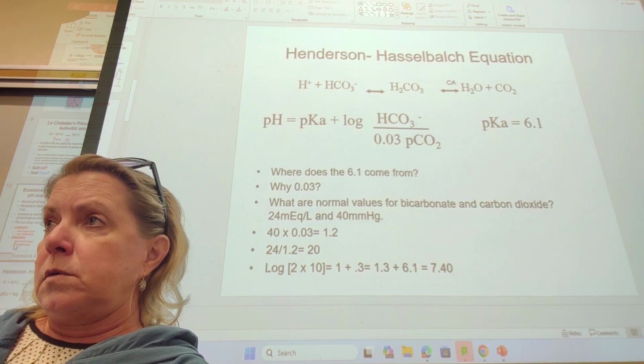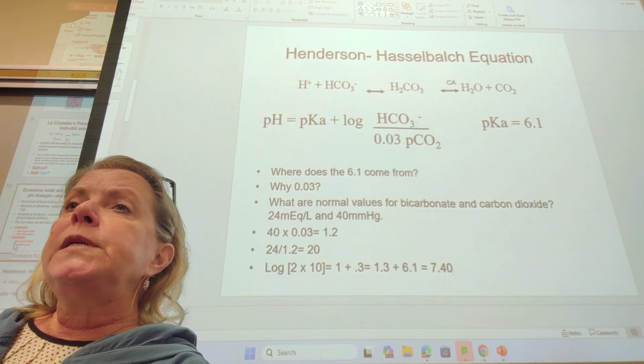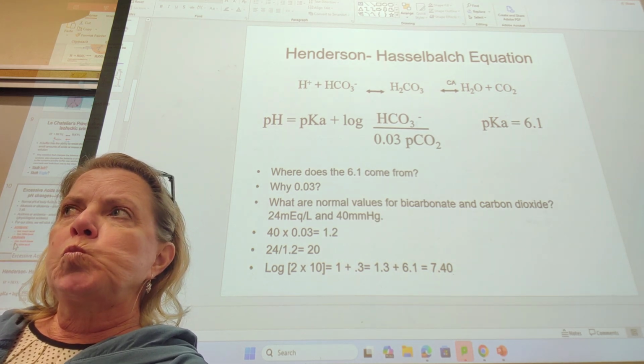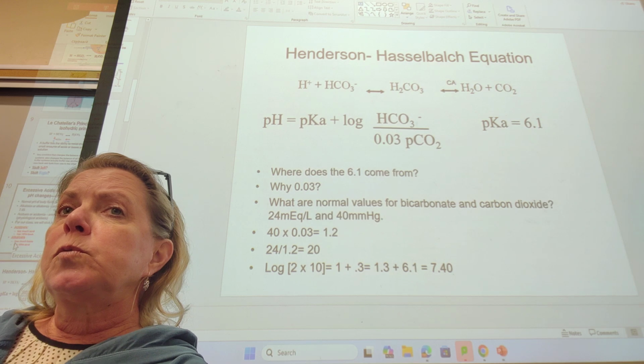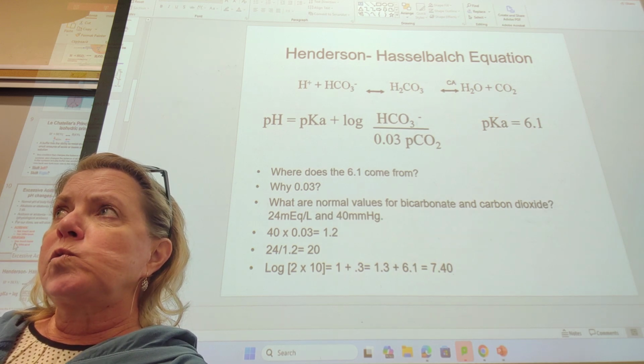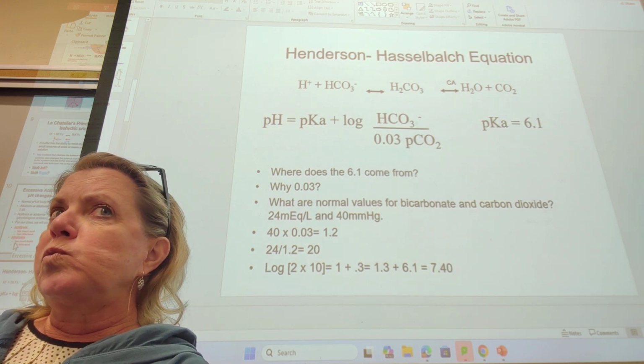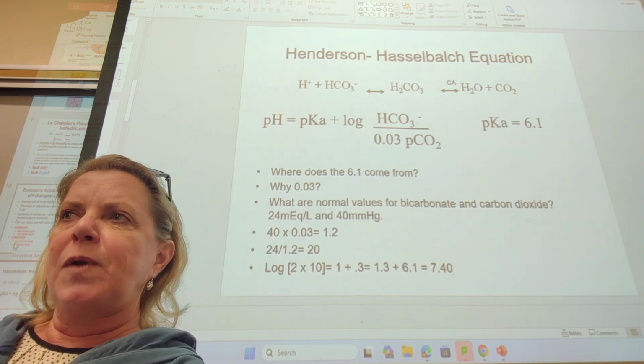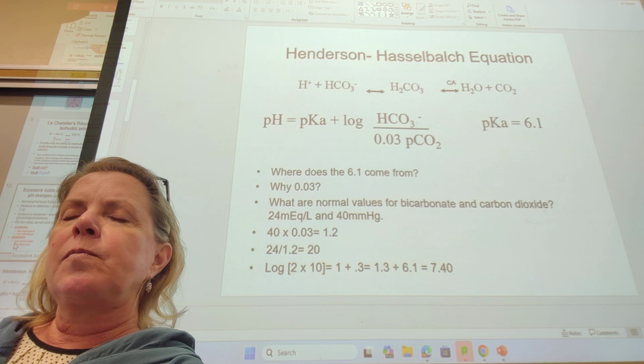Well, you need more base. We make a lot of acids. Okay, that's true. We do make a lot of acids. But we have 20 bases to every 1 acid. The ratio is already in our favor.